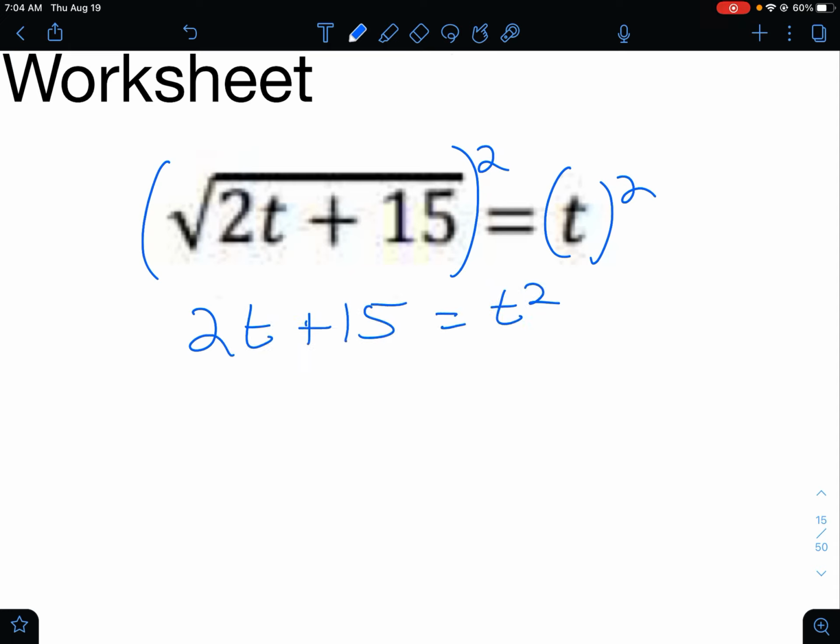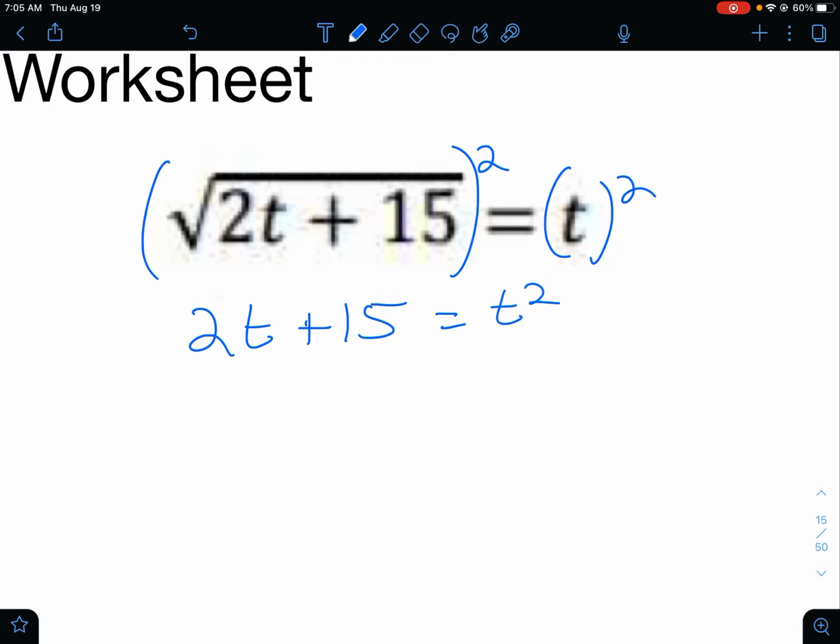All right, and when I square this side the square root goes away, and I get 2t plus 15 equals t squared. This one's kind of tricky because now we have a t squared. This is a quadratic. To solve a quadratic, we can either use the quadratic formula, we can factor, or we can graph. I'm going to attempt to factor here. Let's see if we can get that to work.